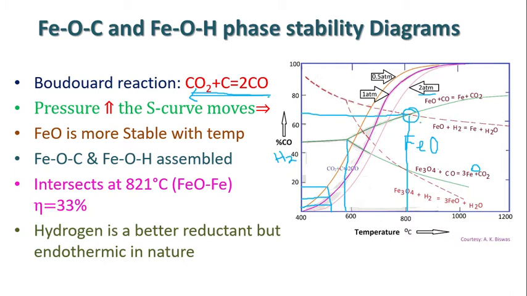But beyond that, as the temperature increases, H2 is more and more effective than carbon monoxide. Okay, but it is endothermic in nature. So what does it signify? So some amount of heat it absorbs, or some amount of heat we have to supply for reduction of this iron ore by hydrogen.